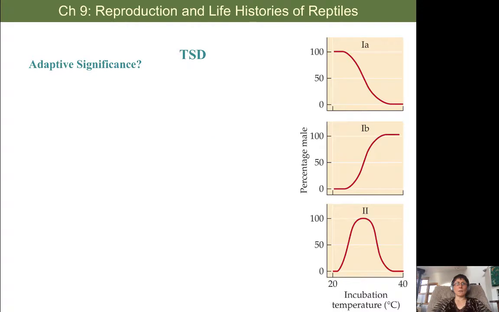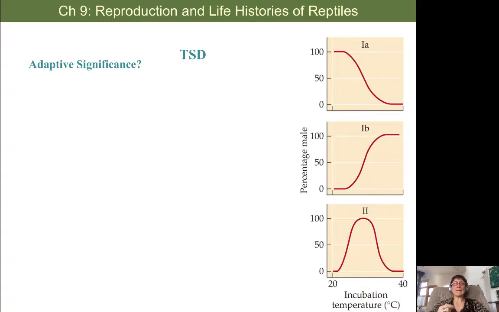So there's been a lot of interest in trying to explain the evolution of temperature-dependent sex determination. Why would you have temperature-dependent sex determination? Why isn't it all genetic? And the latest evidence appears to suggest that genetic sex determination was probably the ancestral state.